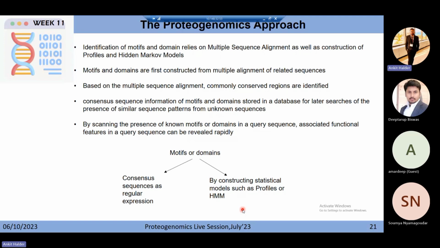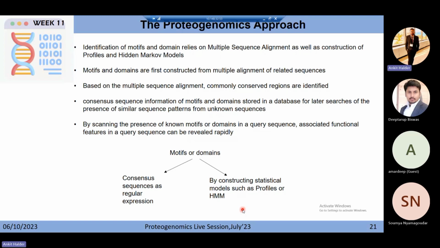So identification of our motifs and the domains relies on multiple sequence alignment as well as the construction of profiles and hidden Markov models. So why are we discussing it? Because we want to understand the kinase motifs and find out the effect of the SNPs on the kinases, which will play a huge role in further steps.